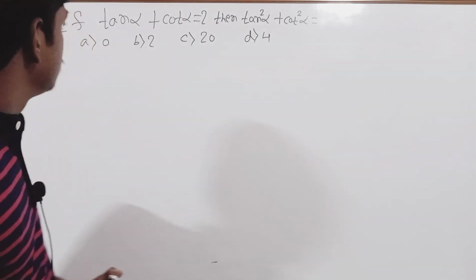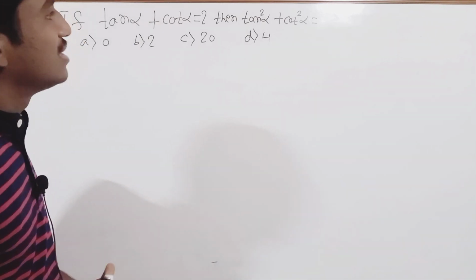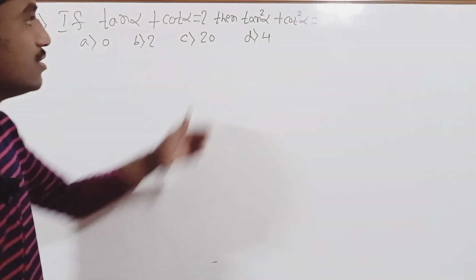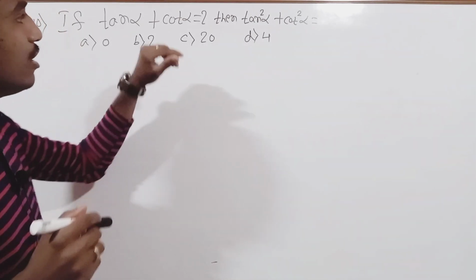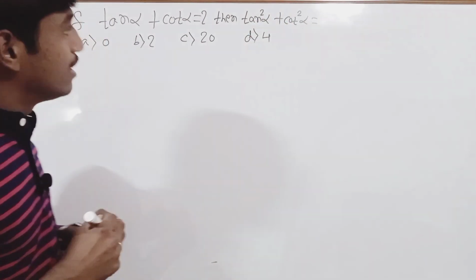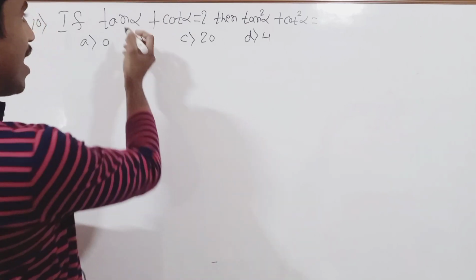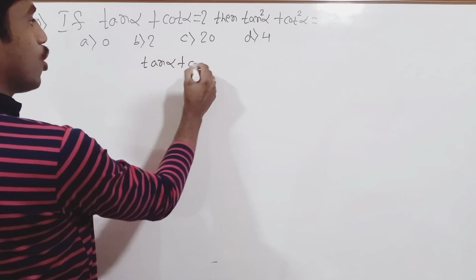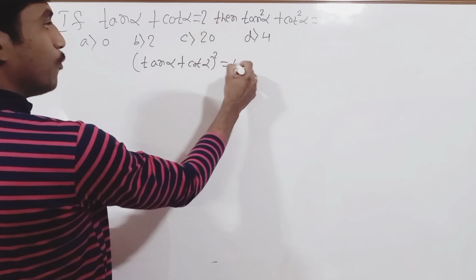Okay, now the next question is, if tan alpha plus cot alpha equals 2, then find the value of tan square alpha plus cot square alpha. Here, if you observe, they have given tan alpha and cot alpha, and tan square alpha plus cot square alpha is what we need. That means to get this one we need to square this. So if we square this one, what do we get? Tan alpha plus cot alpha whole square is equal to 2 square, which is 4.